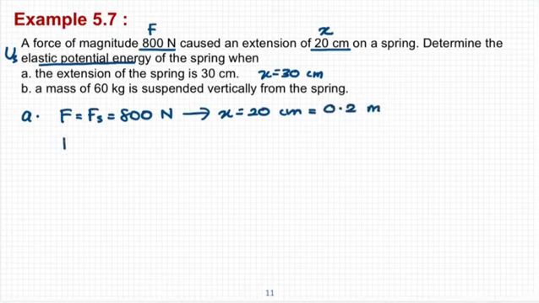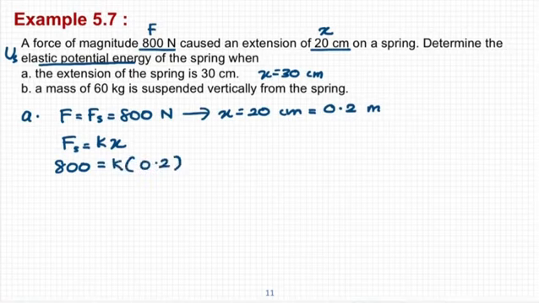So what's the use of this information? From here, we can find the spring constant using Fs is equal to kx. When we are using this equation, we can ignore the negative sign, and then from this equation, we will get k. So k can be used to find the elastic potential energy when the extension is 30 centimeter. Now just substitute in the values of Fs and x, which is 0.2 meter, and we will get our spring constant to be 4 times 10 to the power of 3 Newton per meter.